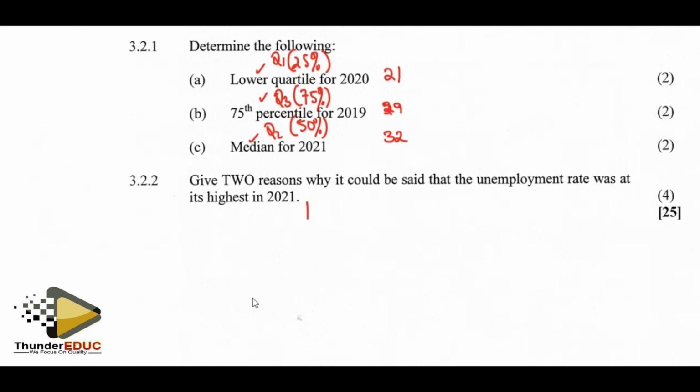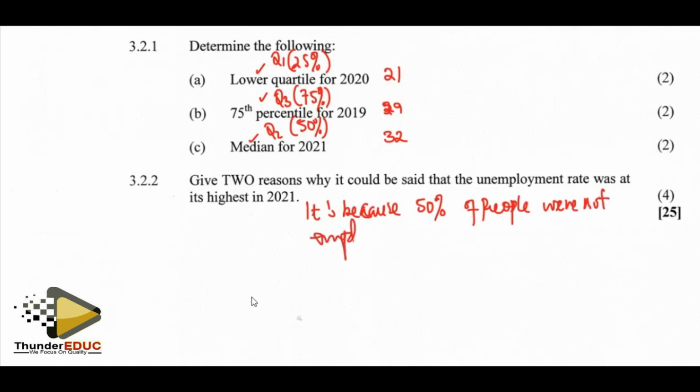Give two reasons why it would be better said that unemployment rate was at the highest in 2021. It is because 50% of people were not employed. Even a mere looking at this is Q2, which is 50% higher than these other values. It's also a reason.